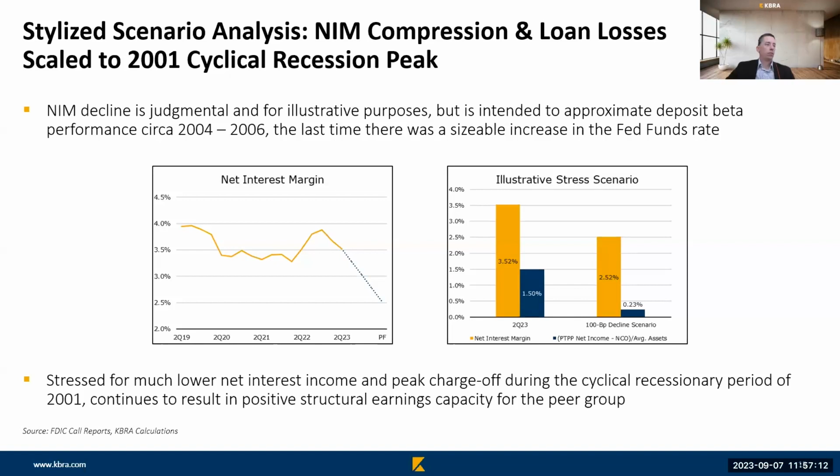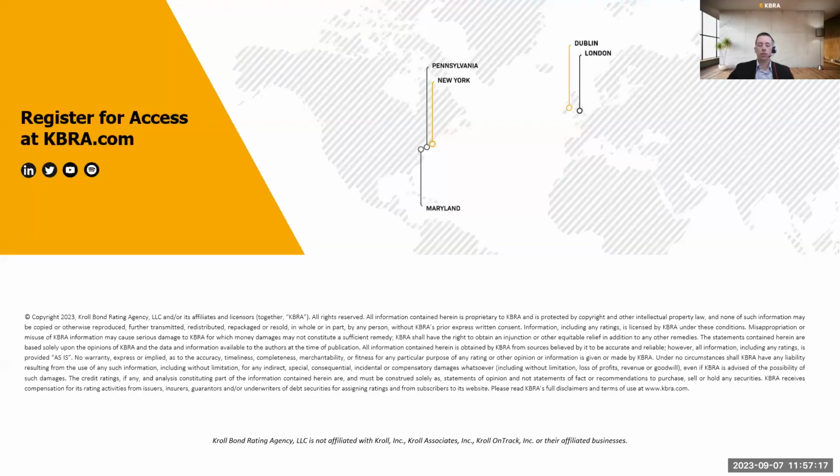Great. So that takes us to the end of our presentation. We did have one additional question in here I wanted to address. Someone asked, could we please talk about differences in the typical risks for community banks versus regional banks?